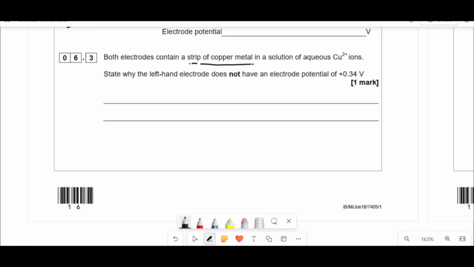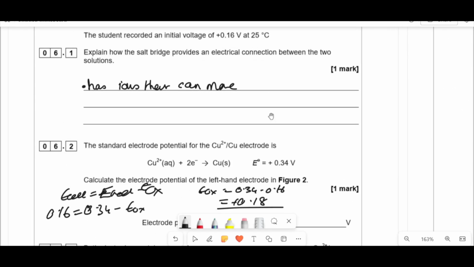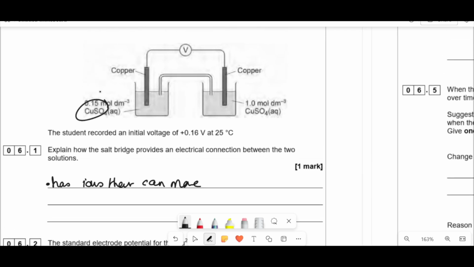Both electrodes contain a strip of copper metal in a solution of this. State why the left hand does not have an electrode potential of this. So if we look at the left hand electrode, it's asking why it has not got this perfect value, even though we've got Cu2+ here in copper. They've told you in this question that this side does not. What's the difference between the two? This and this. There's no other difference.